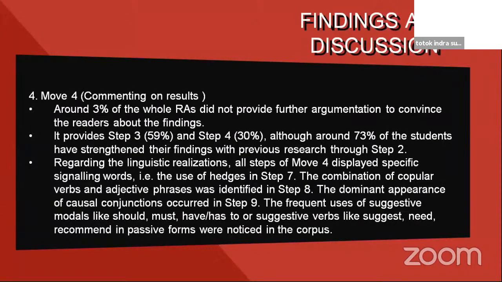How can 3% not comment on the result? Because there is the auxiliary verb "did not", so the understanding has to be reversed. It means 100 minus 3. There is 97%, around 97% of the total articles give comment on the result, because only 3% of the whole research articles did not provide further argumentation.